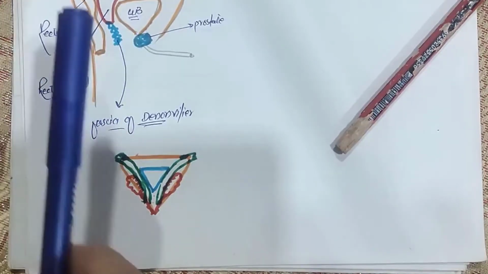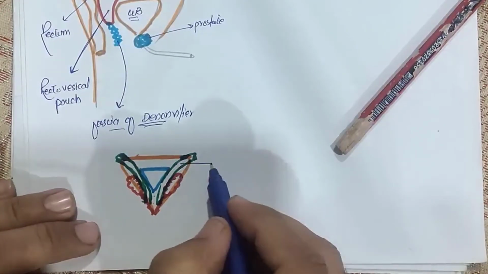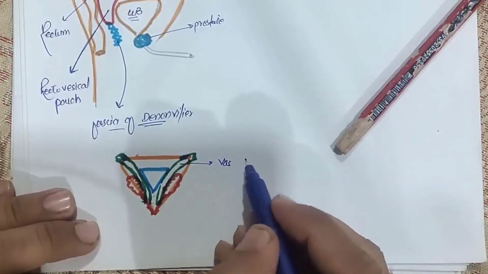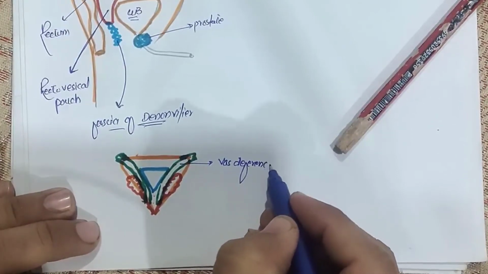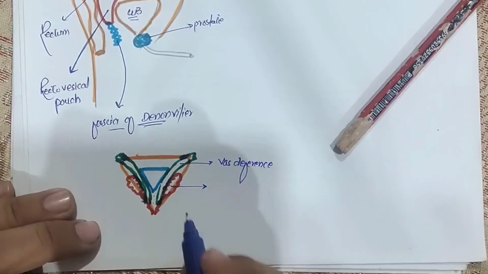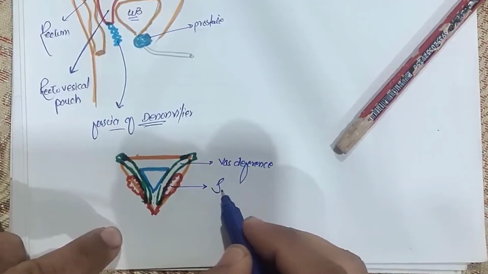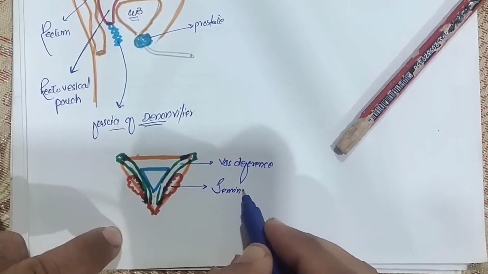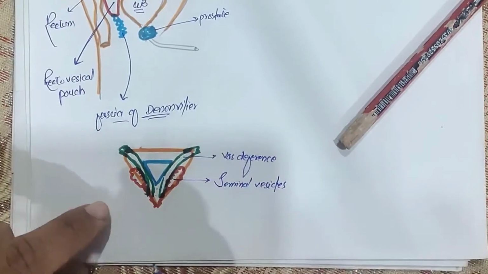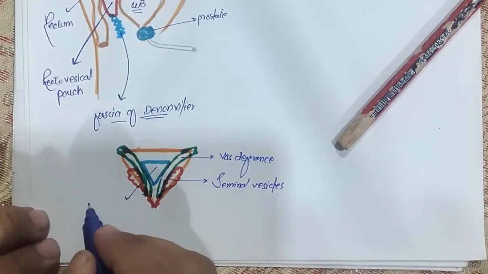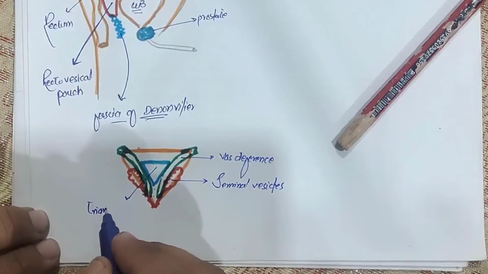Now let us recognize all these structures. What is this? Vas deferens, right? What is this? This is the seminal vesicles. Seminal vesicles. These structures are not present in case of female, right? What is this? This is triangular area.